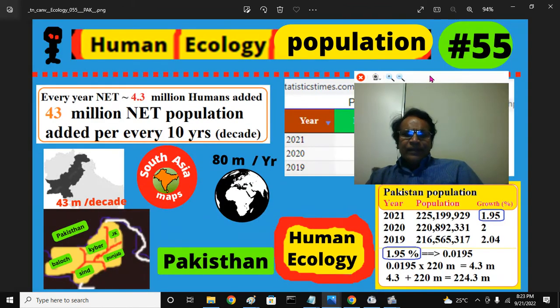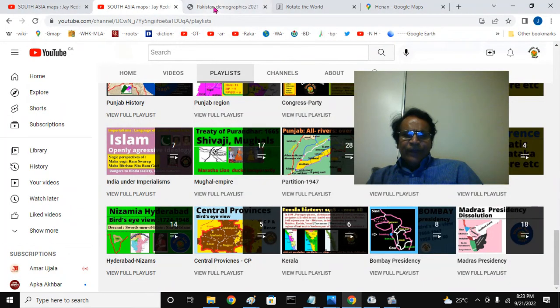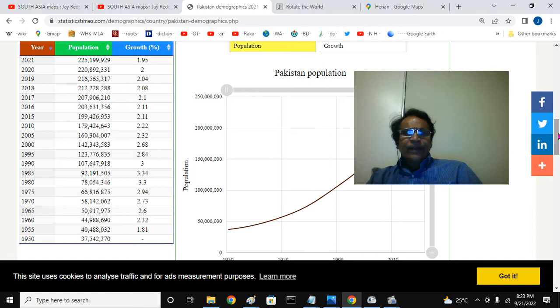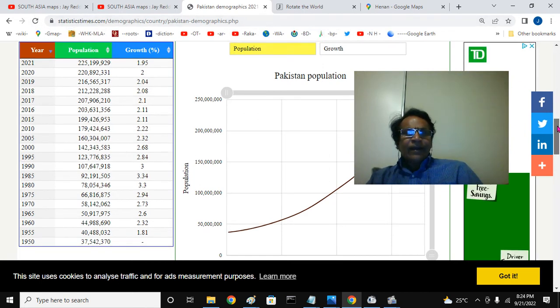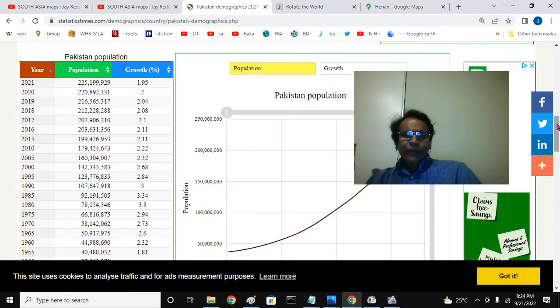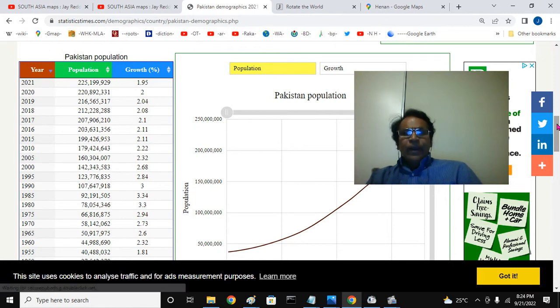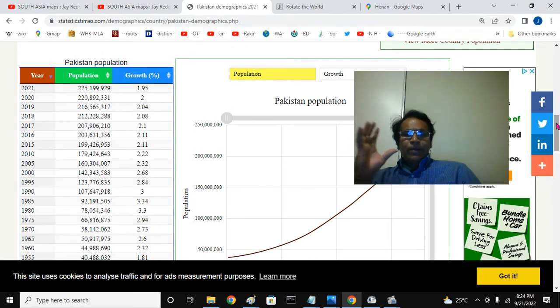This is Pakistan. Where did I get this information? The primary source of information I am also giving you here. You can see this statistics times Canada. I got that information. If you get information from a different source, your numbers will differ slightly, but we are trying to communicate a particular broader idea, not a particular year or thing like that.